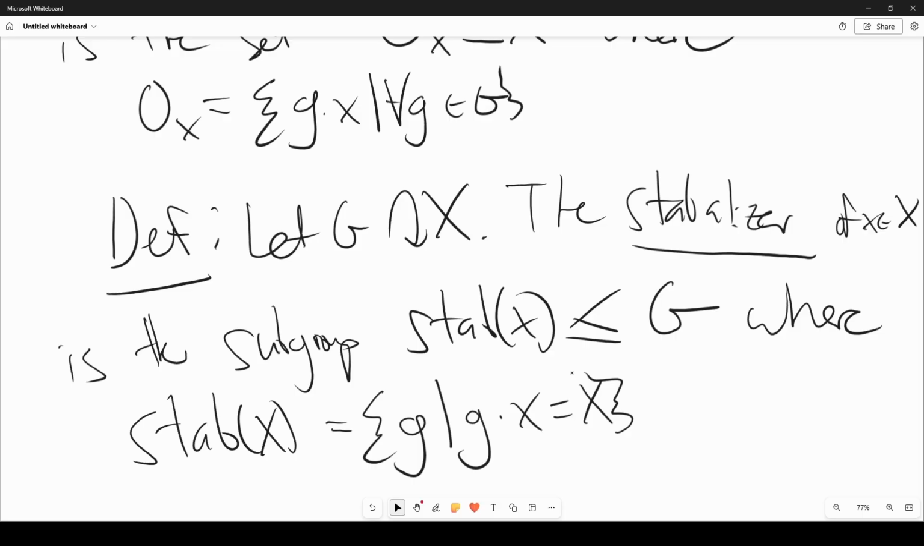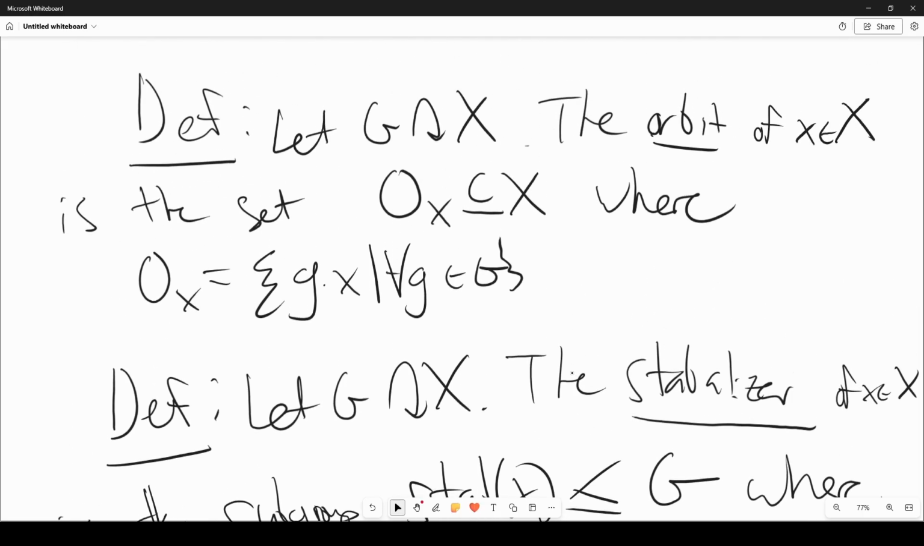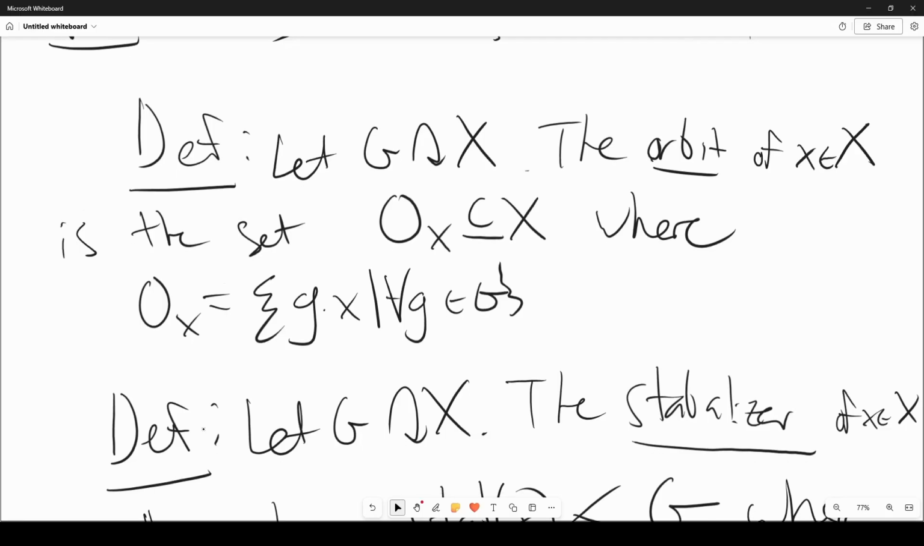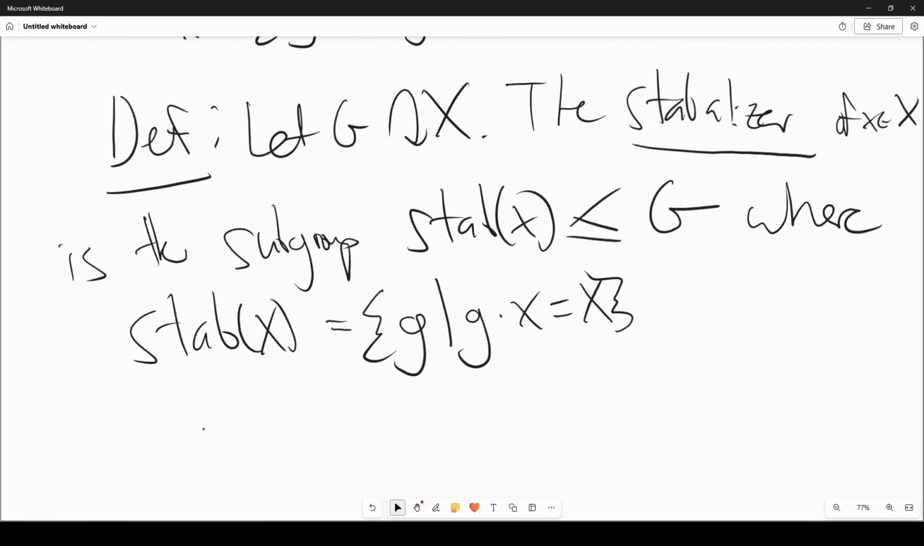So how you can think of this is like for D3, if I'm looking at my X as V1 as above here, then maybe something that's in the stabilizer is S, because we saw that S dot V1 equals V1. It doesn't change anything. So S would be in the stabilizer of V1. Now I'll leave it up to you to prove that stab X is actually a subgroup for all group elements, but it shouldn't be too difficult to prove.